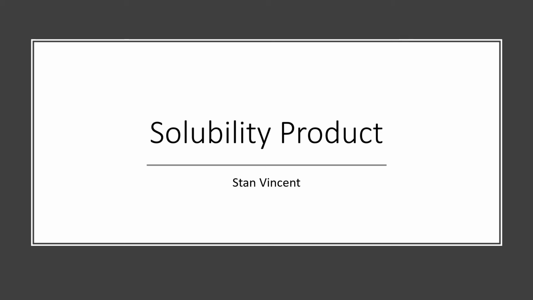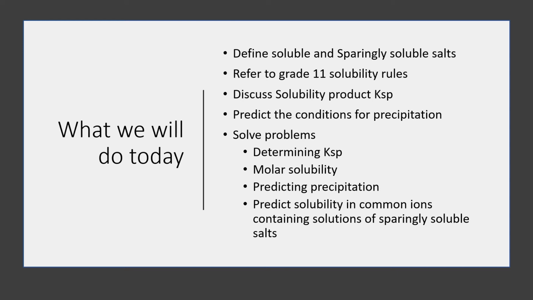In this lesson, we will be talking about solubility product. We will define solubility and sparingly soluble salts, refer to some grade 11 solubility rules as we go along, discuss a constant solubility product of KSP, predict the conditions for the precipitation of an ionic compound. We will solve some problems trying to determine the KSP.